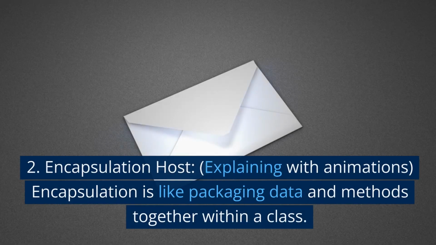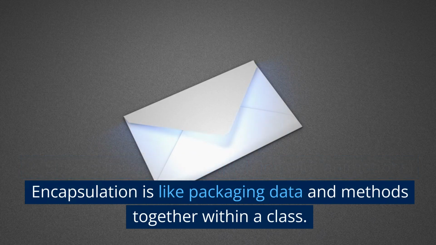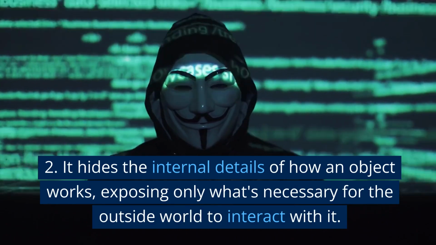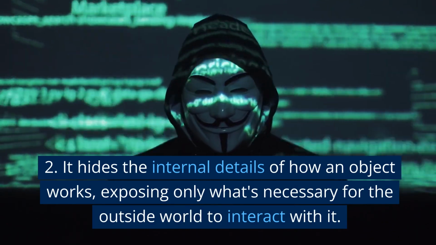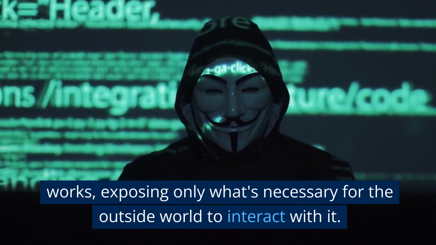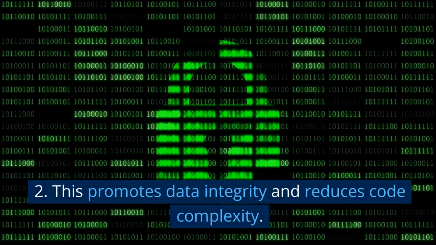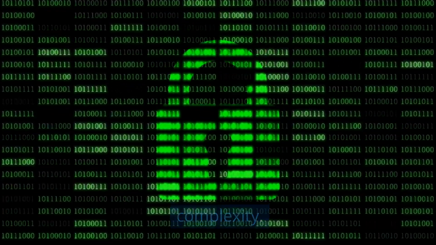2. Encapsulation. Encapsulation is like packaging data and methods together within a class. It hides the internal details of how an object works, exposing only what's necessary for the outside world to interact with it. This promotes data integrity and reduces code complexity.